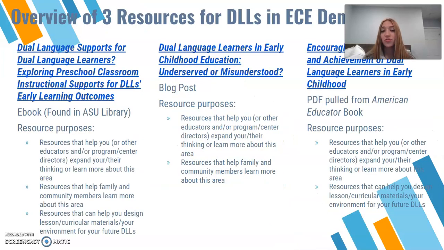On this slide, I have an overview of my 3 resources that I included for dual language learners and early childhood education demographics. Each source is linked directly to the article or blog post that I'm talking about, and then I included what type of source it is. So the first source is an ebook that I found in the ASU library. The link that I provided will take you directly to a PDF, so you don't have to log into the ASU library. The second source is a blog post, and the third source is a PDF that comes from a book called The American Educator book. It's about 3 pages pulled from that book.